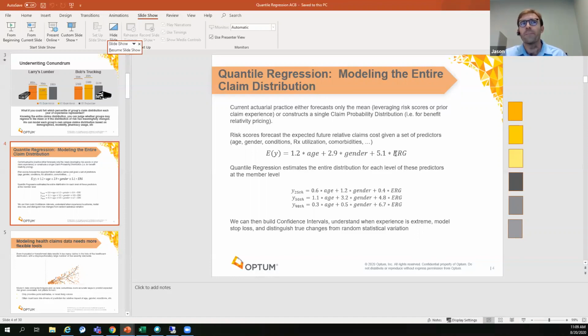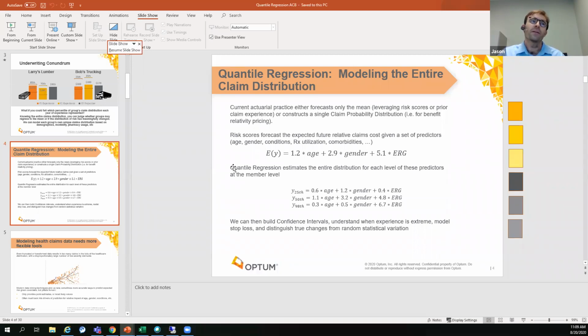And they're usually done at a member level, right? So here I just put one risk category, but you can imagine there are probably like 200 of those in a typical risk scoring model. And the thing is, these coefficients are fixed, right, because they're representing the expected value. So your age will always get the impact of 1.2 for an incremental year, and your gender will always get the incremental 2.9, et cetera, et cetera.